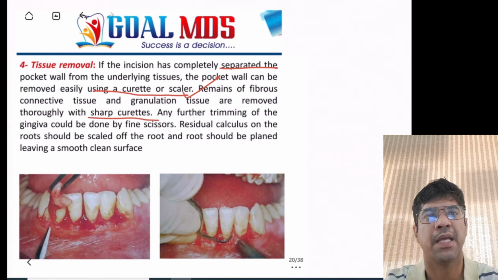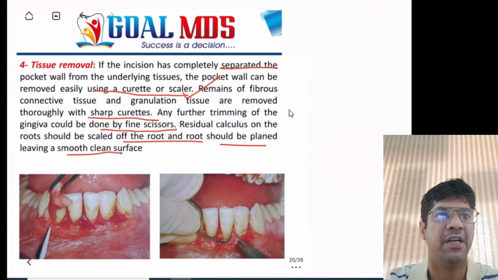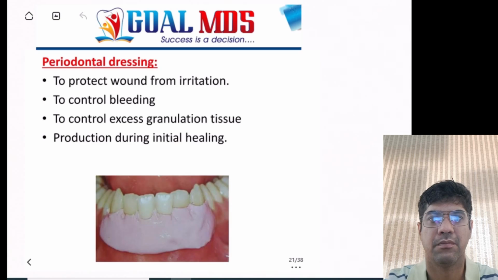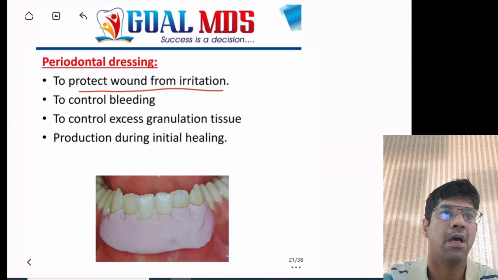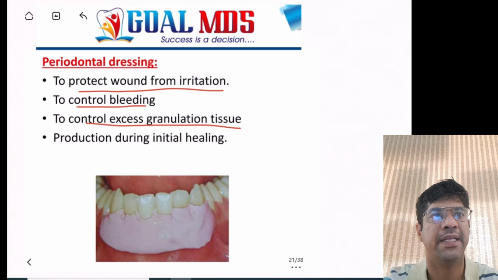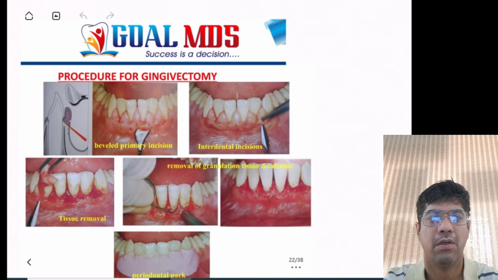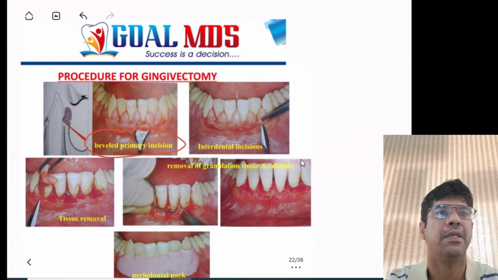The fibrous connective tissue and the granulation tissue are removed through sharp curettes. Any further trimming of the gingiva could be done with the help of fine scissors. The residual calculus on the roots should be scaled off, and roots should be planed, leaving a clean and smooth surface. Periodontal dressings can be given afterwards to protect the wound from irritation, to control bleeding, and to control the excess granulation tissue, and post-operative care instructions can be given to the patient.